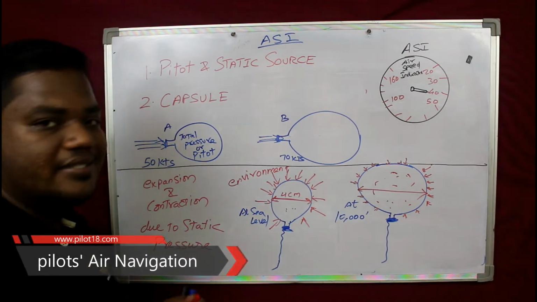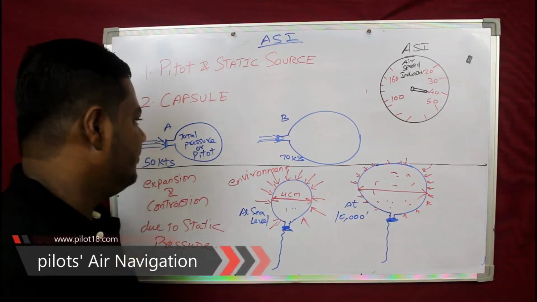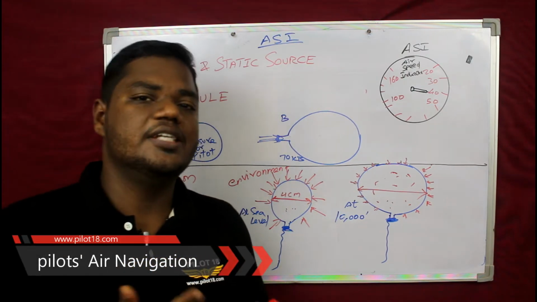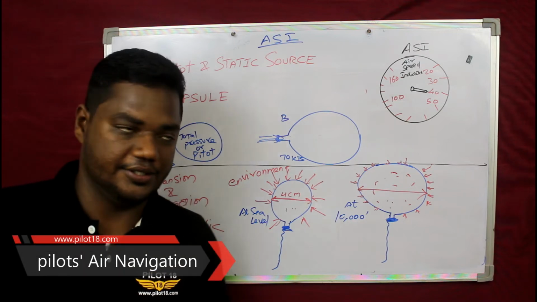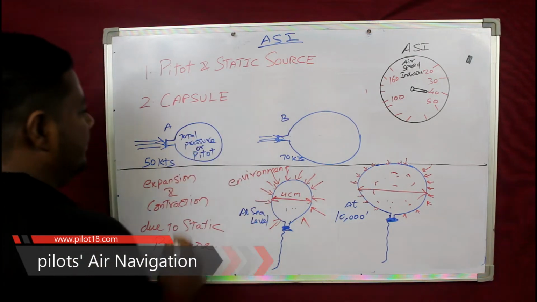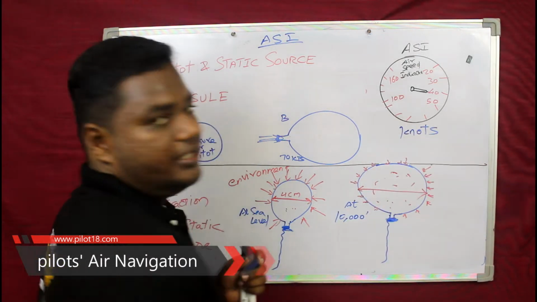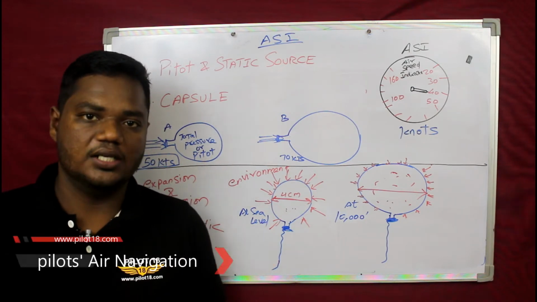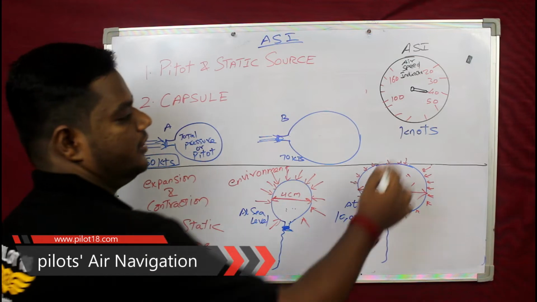Now let's see the expansion and contraction due to dynamic pressure. Let's keep a balloon at the same height, or on the ground, because to measure dynamic pressure we don't need to go to a higher altitude, we just need to increase or decrease the speed. Now I keep a balloon with the mouth open and I'm traveling at 50 knots. Knots means nautical miles per hour. Like distance is in kilometers and speed is kilometers per hour, in aviation we use knots.